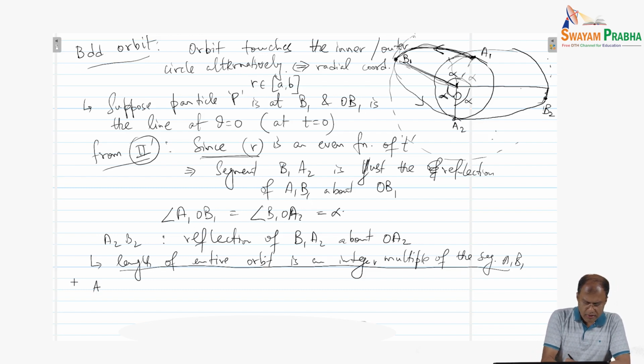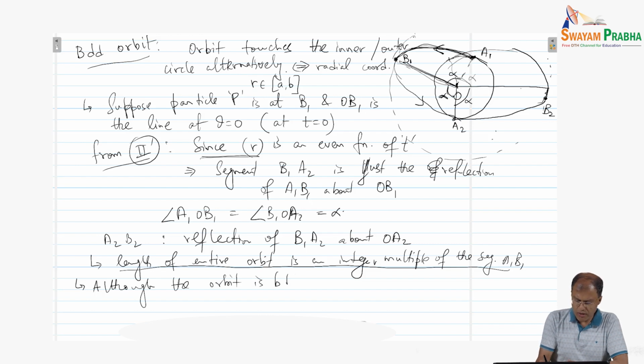Although the orbit is bounded, the orbit will be closed only if some integer multiple of alpha.